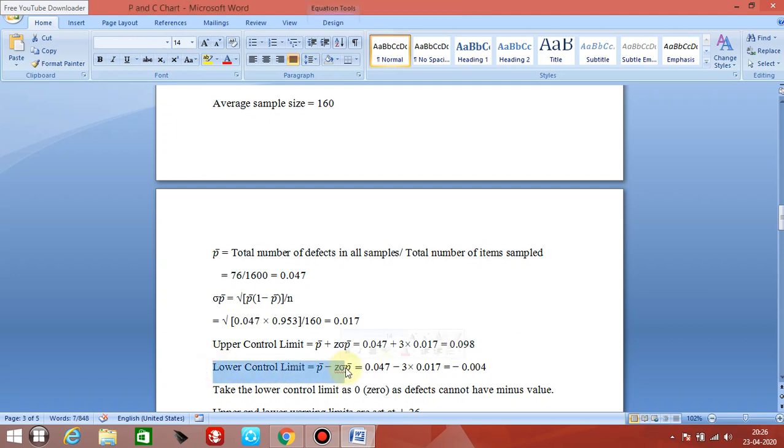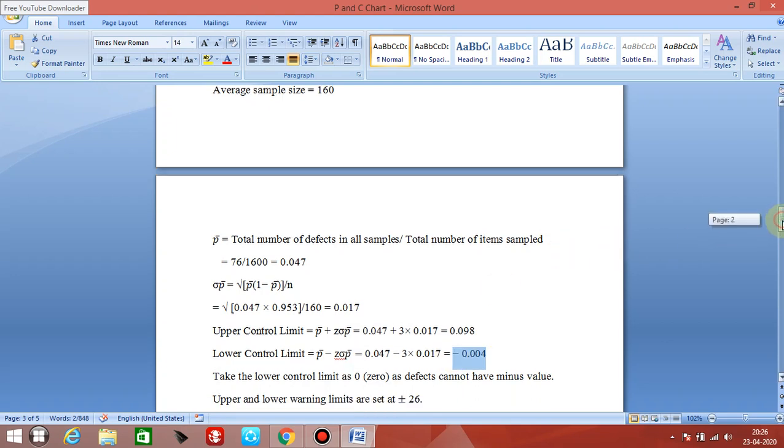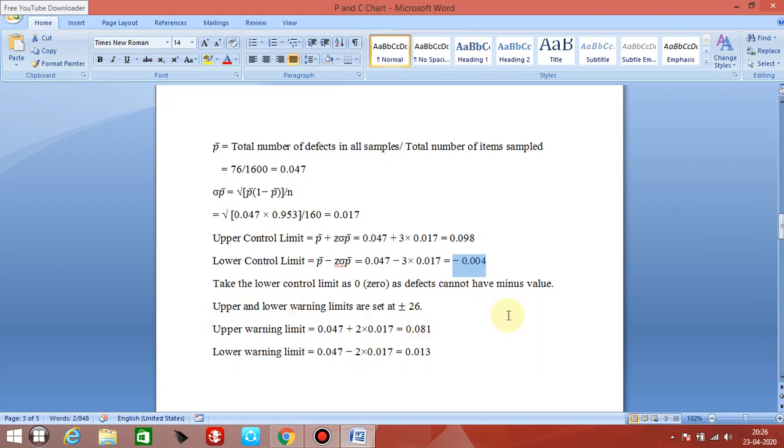Now lower control limit, what are we getting? 0.047 minus 3 into 0.017. That is minus 0.004. But defects cannot be minus. So we have to take the lower control limit as 0. Any kind of minus value, if it comes in the lower control limit, you have to take it as 0. So here we have taken it as 0.